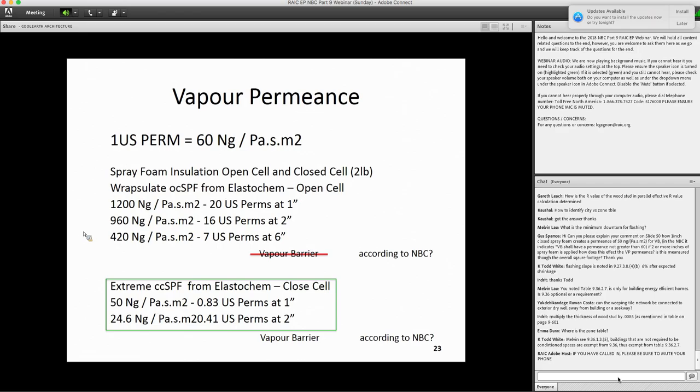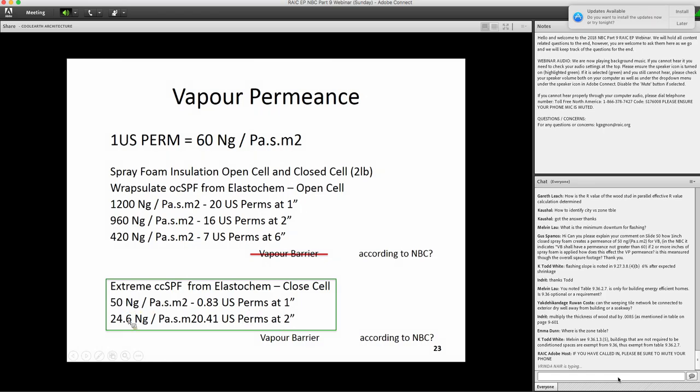Okay. So here we have Extreme spray foam, closed cell, 1 inch. I took it from their specs. I didn't do any calculations. They tell you for 1 inch of Elastochem, or this closed cell spray foam, you get 50 nanograms. So the vapor barrier has to be not greater than 60, so it has to be lower than 60. In this case, 50 is lower than 60, so it is considered a vapor barrier.